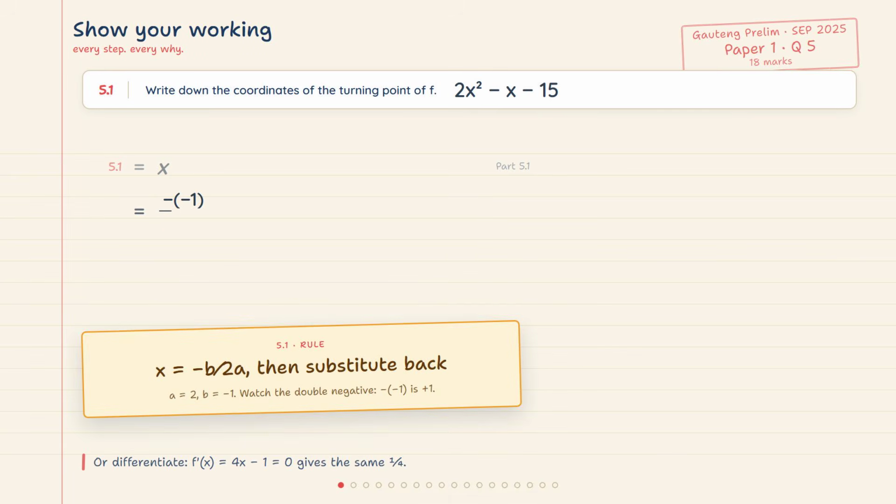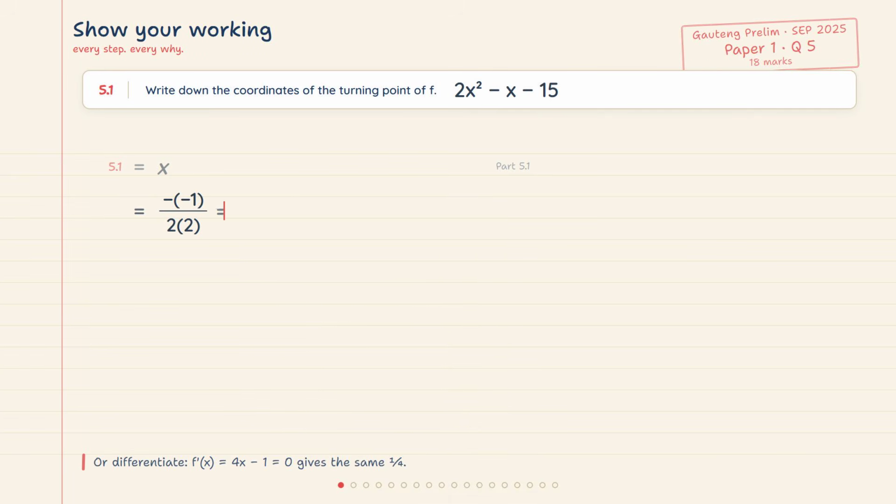The turning point of a parabola sits on its axis of symmetry, and that is at minus b over 2a. Here a is 2 and b is minus 1, so it is minus bracket minus 1 over 2 times 2. Minus a minus is plus, so x is 1/4. Half the errors on this part are that double negative.